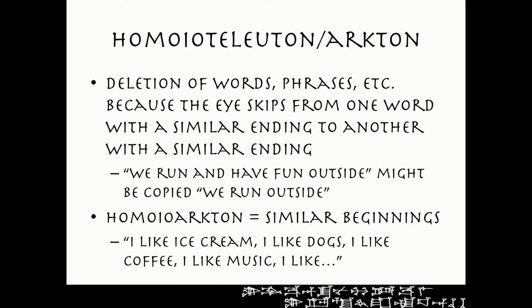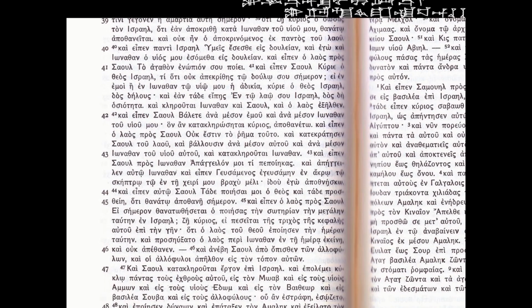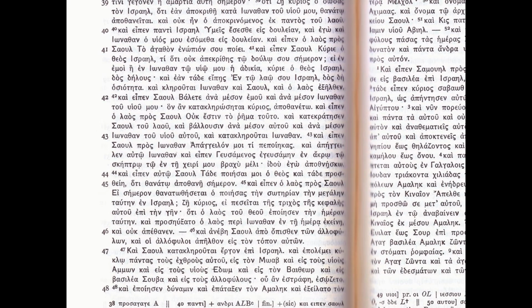The other kind is where you have similar beginnings, the homoiarcton. So the example that I showed earlier: I like ice cream, I like dogs, I like coffee, I like music. These all have similar beginnings. So if your eye skips to the similar beginning, you might delete all the stuff that's in the middle. A good example of this is this passage here in 1 Samuel.